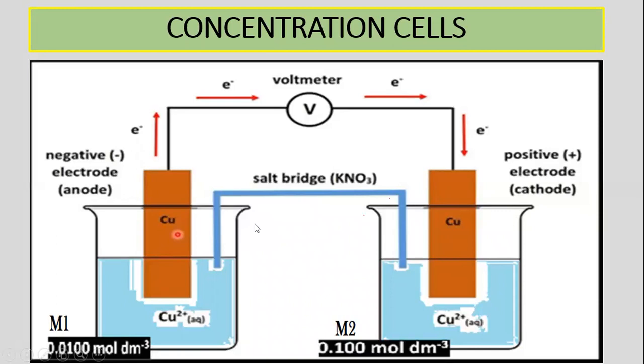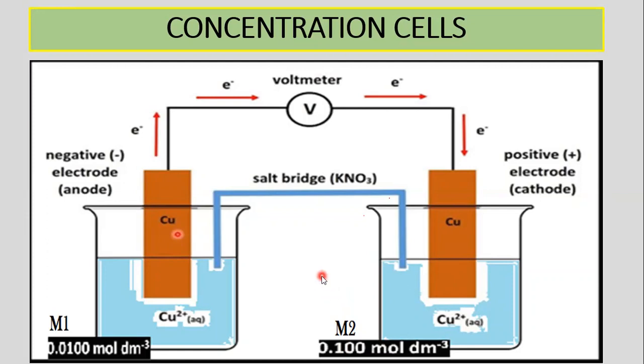So here you can see two half cells, the voltmeter, the salt bridge and the electrolyte solution. You can see that both have the same metal electrode dipped in a solution containing the same metal ions. But you can notice that one of the electrolytes has an M1 concentration, for example 0.01 molar, and the other half cell has M2 concentration, 0.1 molar. Here I have taken the example of a copper concentration cell.